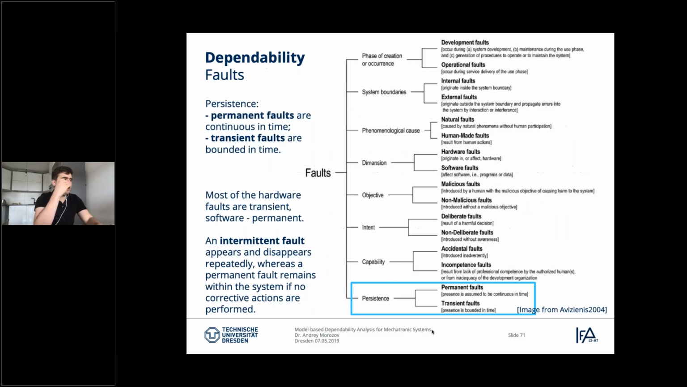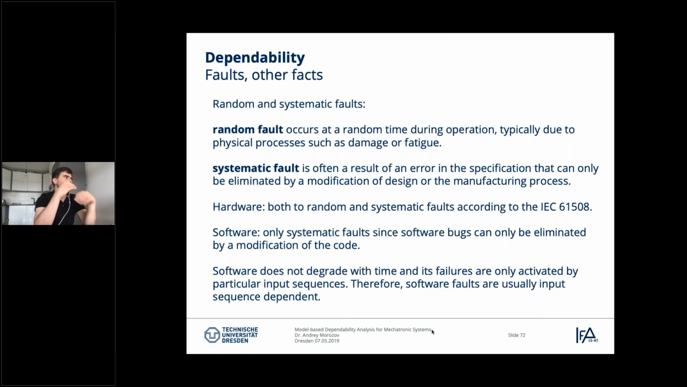Another classification, which is not here, but also mentioned in these papers, is random fault versus systematic fault. Random faults occur at a random time during operation, typically due to physical processes such as damage or fatigue. A systematic fault is often a result of an error in the specifications that can only be eliminated by a modification of the design and manufacturing process.